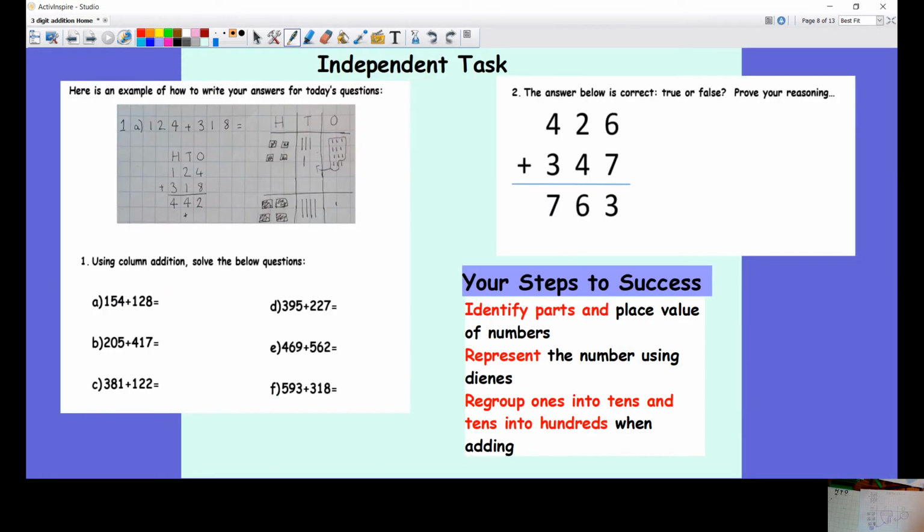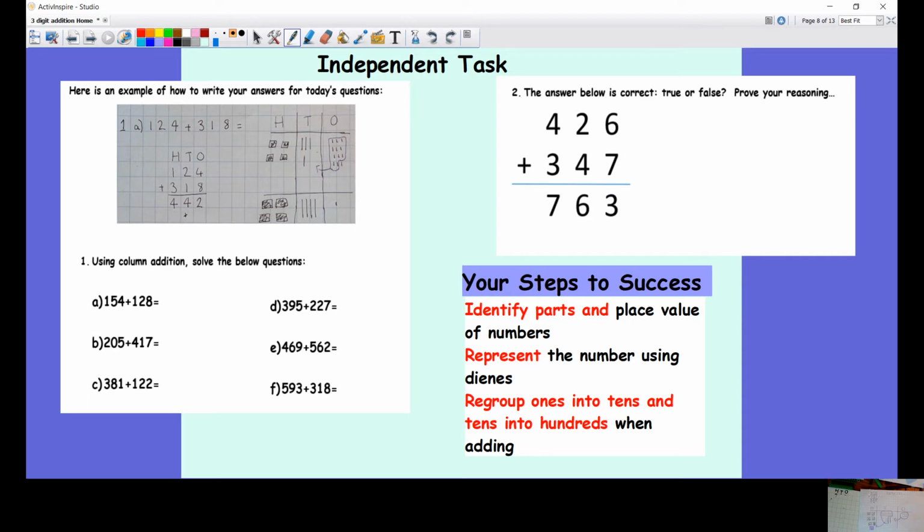Now moving on to your independent tasks. Now, I've probably said this now about 5 times, but I want to see this laid out properly. If you have square paper, that's fantastic. We also have some square paper at the reception of school, so if you do want to pick some up maybe for your maths, that is absolutely fine.